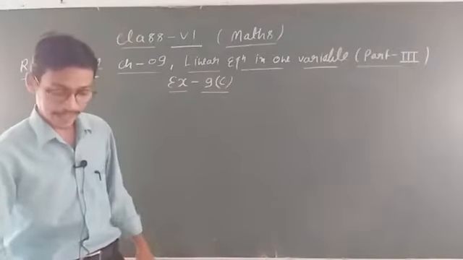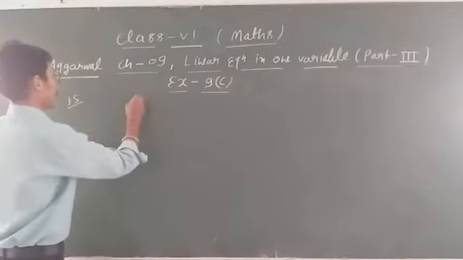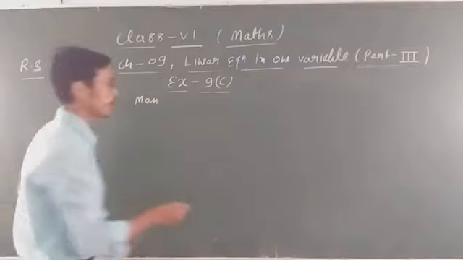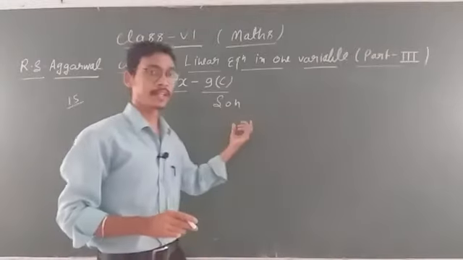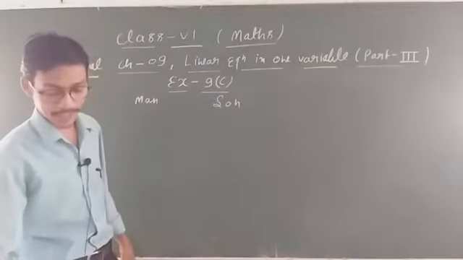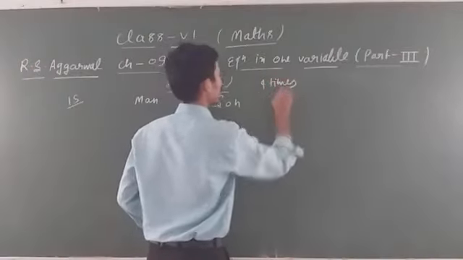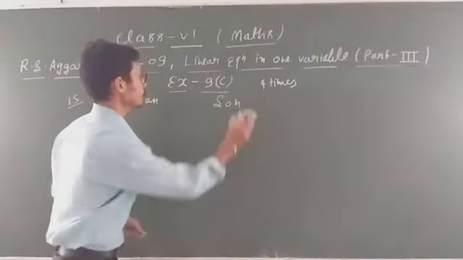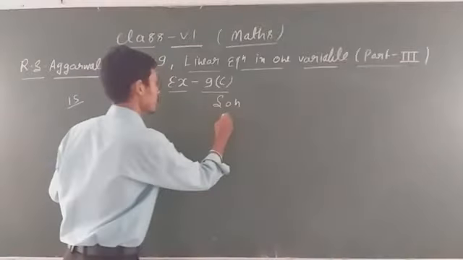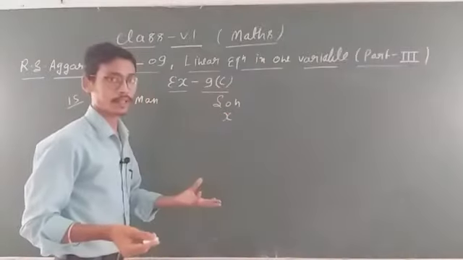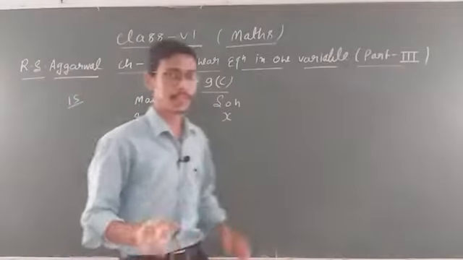It is given a man is 4 times as old as his son. So this is the age of man and this is the age of son. You don't know the age of man and the age of son. 4 times means multiply by 4. So the man is 4 times the age of the son. Let the age of son be x, and the age of man will then be 4x.